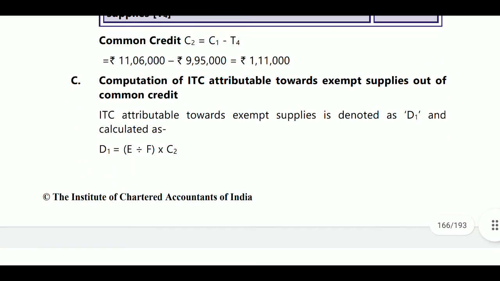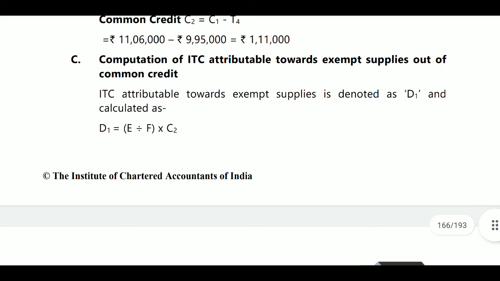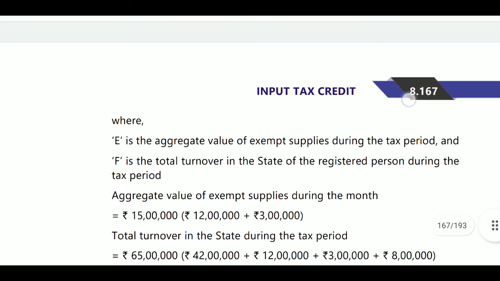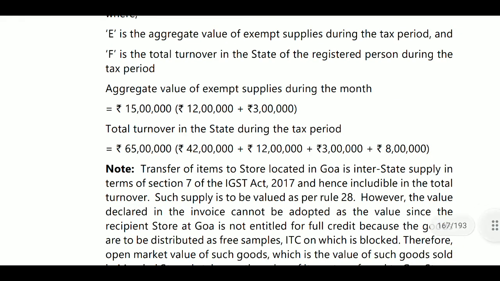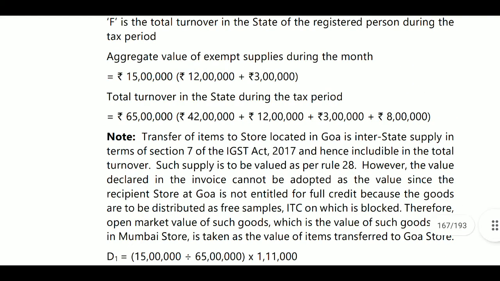Next, computation of ITC attributable towards exempted supplies out of common credit. Out of the common credit of 11,000, multiply by exempted turnover divided by aggregate total turnover. Exempted supplies will be 15 lakhs, that is 12 lakhs plus 3 lakhs. Total turnover in the state during the tax period will be 65 lakhs, that is 42 lakhs plus 12 lakhs plus 3 lakhs plus 8 lakhs.